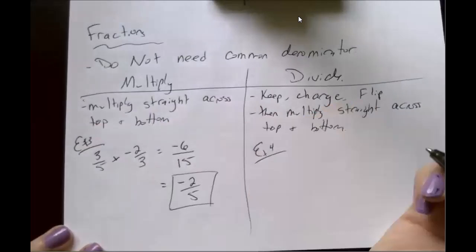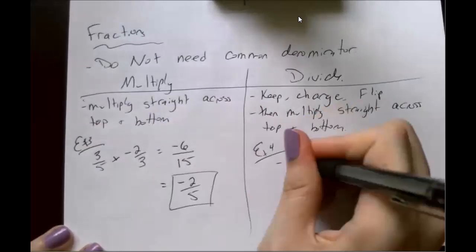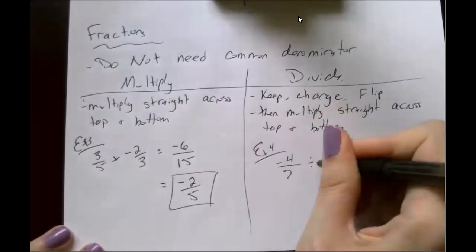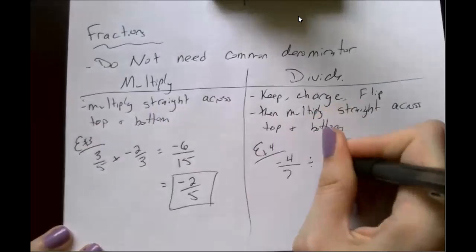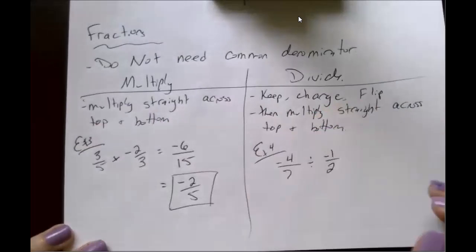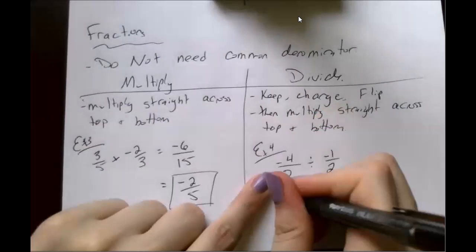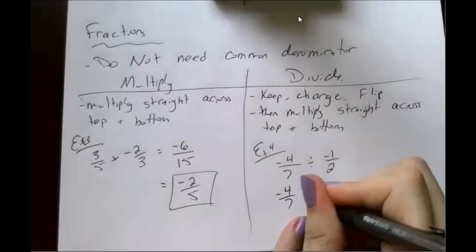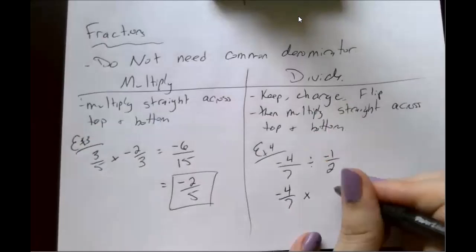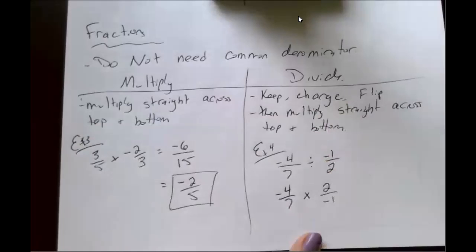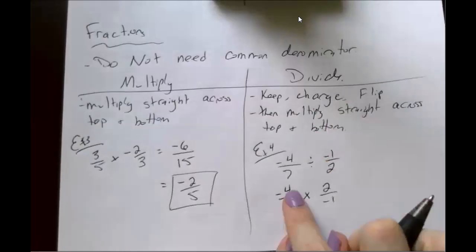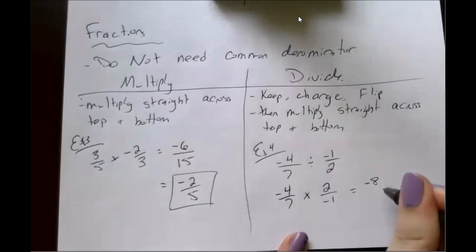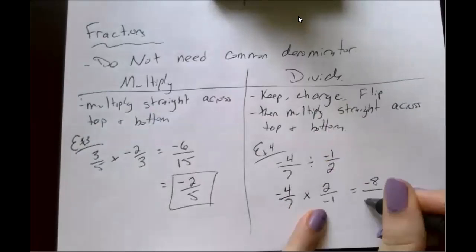For example 4, we will do negative 4/7 divided by negative 1/2. So again, we're going to keep our first fraction, change our sign, and flip our second fraction. So 2 over negative 1. Then we multiply straight across the top. So negative 4 times 2 is negative 8. 7 times negative 1 is negative 7.